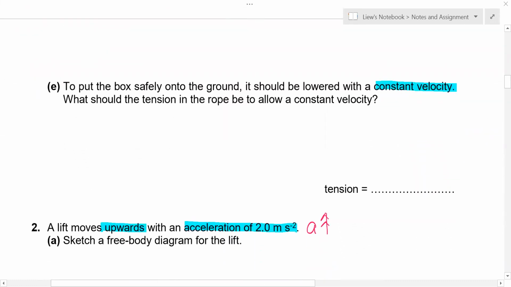Part E, to put the box safely onto the ground, it should be lowered with a constant velocity. What should the tension in the rope be? When the velocity is constant, what does it tell you about the acceleration? And therefore, considering the forces acting on the box, what should the value of the tension be? Please remember to present your answer with working. Do not just state your answer.